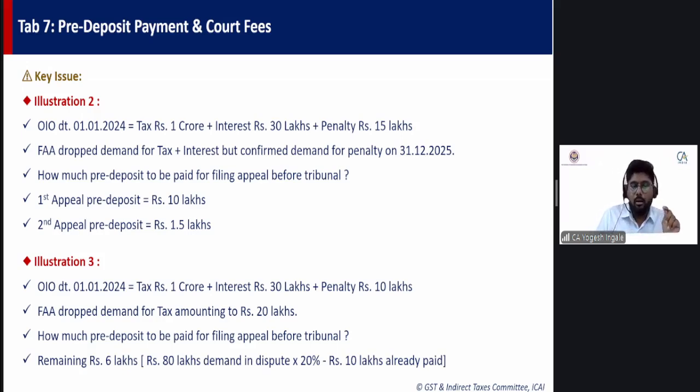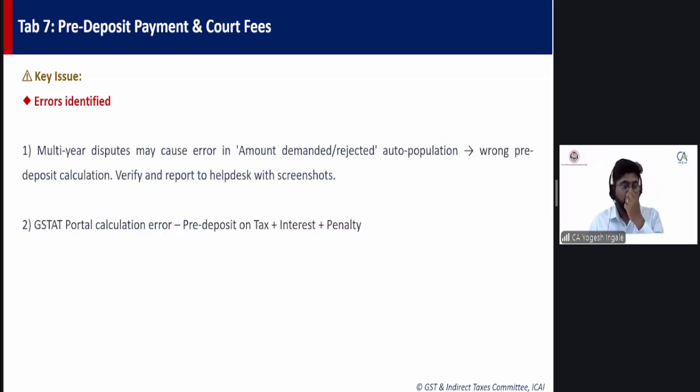How? Now disputed demand before tribunal is 80 lakhs rupees, multiply by 20%. So 16 lakhs. Out of that, 10 lakhs pre-deposit I have already paid before the first appellate authority. So balance remaining 6 lakh rupees I need to pay now. So this is how these calculations need to be done.